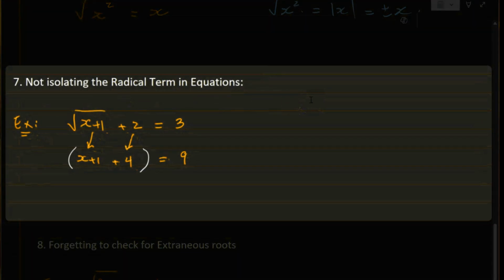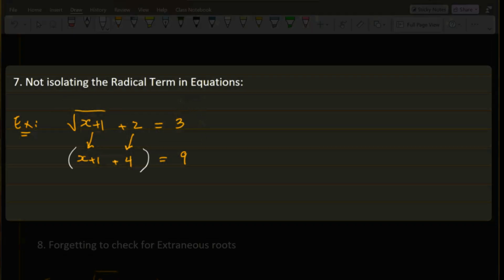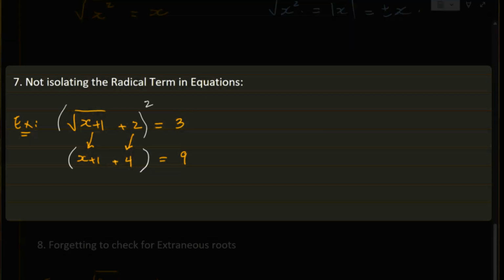So oftentimes the idea is, oh, okay, so we have this equation, the square root of x plus 1 plus 2, I just made an example here for you, equal to 3. So they know that the first step is to go ahead and square both sides. Once they've done this, the square root of x plus 1 squared is x plus 1, and then 2 squared is 4, and equal to, and then of course they square the other side too.